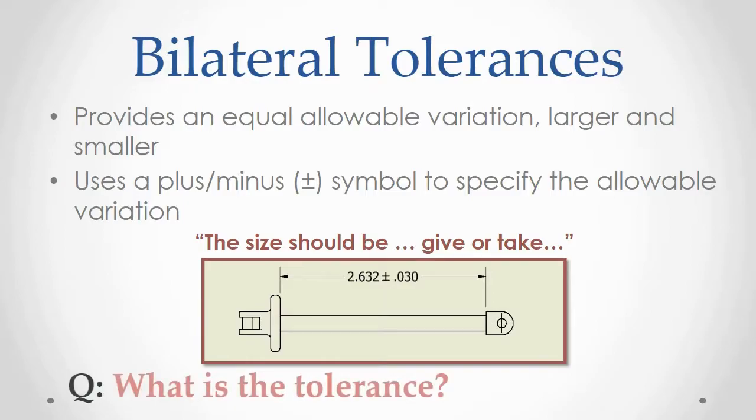This one's a little trickier. If you said 0.03 inches, you would be mistaken. Remember that the tolerance of a dimension is its upper limit minus its lower limit. In this case, the tolerance is 0.06 inches, 0.03 above the base value and 0.03 below.